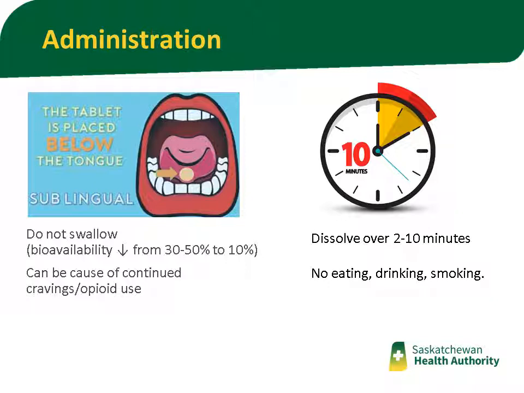As for administration, buprenorphine naloxone is a sublingual tablet that must be dissolved under the tongue. This can take anywhere from 2 to 10 minutes, but maybe even longer in some people. Wetting the mouth with a cool drink prior to administration may help speed up this process.